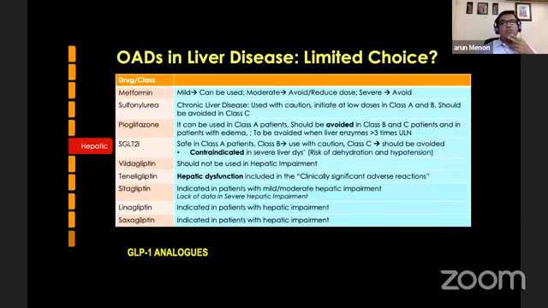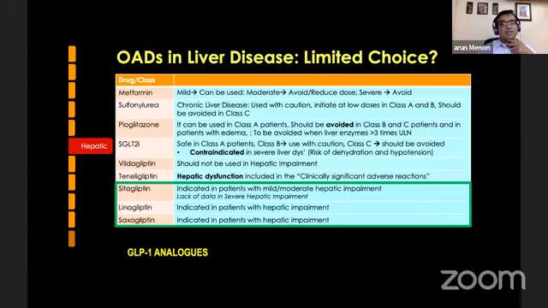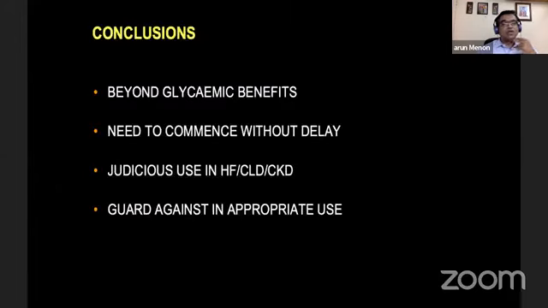Again, this one I will not touch upon too much because I think Vipin is going to talk about this, but the agents for liver disease will certainly be GLP-1 analogs as well as some of the DPP-4 inhibitors. Again, that's for Vipin to discuss.